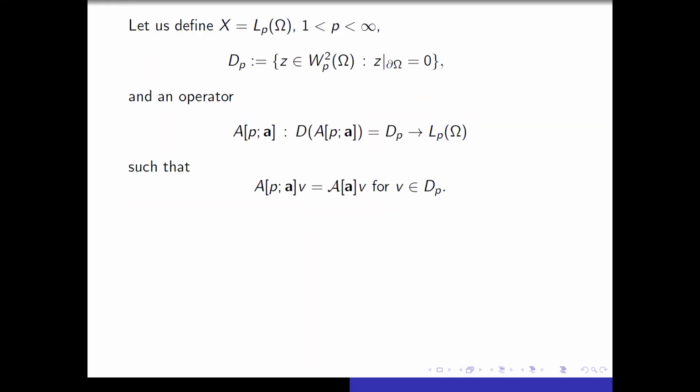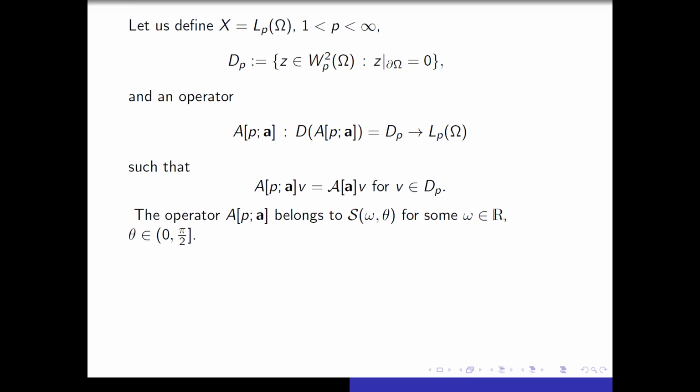Then let us define this Sobolev space W^{s,p}(Omega), and then the domain of A is here. I use here 0 Dirichlet boundary conditions, although some other boundary conditions can also be used here. And the operator A is this, which depends on p, of course, the parameter of the space, and also the coefficient vector A here acts from this one and this one, and is defined in such a way. And then it is well known that it belongs to the space S(omega, theta) for some omega and theta from 0 to pi half.